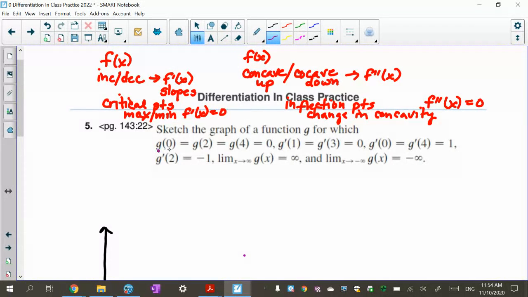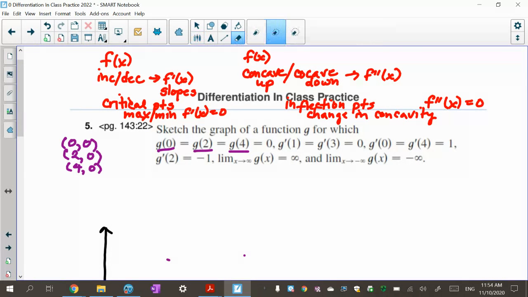So this first part where it says g of 0 equals g of 2 equals g of 4 equals 0, they basically told me the points on the graph because there's no prime or double prime. So it's a point (0, 0), because g of 0 is 0. g of 2 is 0, so (2, 0). And g of 4 is 0, so it's (4, 0). So those are actual points on my graph. That's important for you to know because these keep you grounded and you know where everything is.